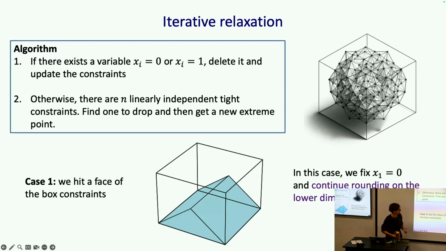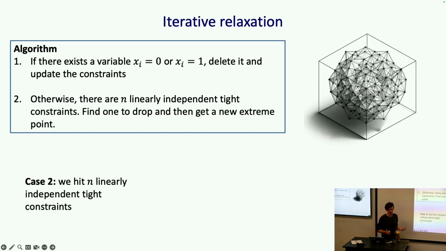Or to do a slightly more involved example, I have 3 dimensions. Maybe I optimize, I hit a face of this cube. And now I continue rounding in this 2-dimensional space. OK? So the first case is very easy. I'm just fixing a variable and going to a lower dimensional space.